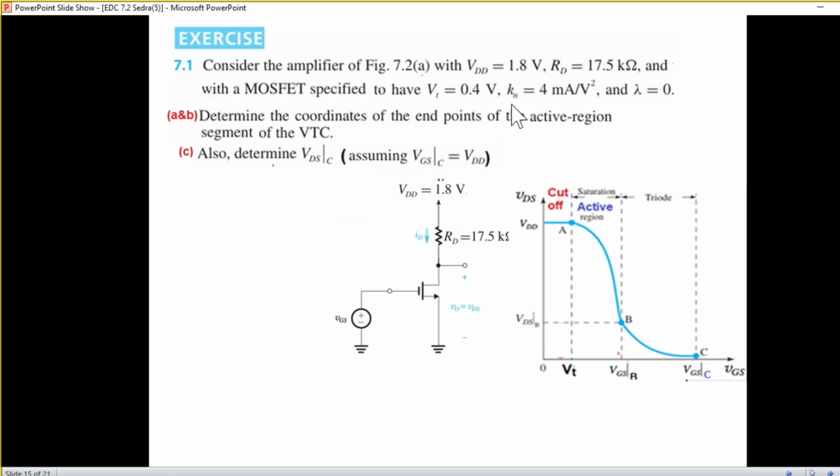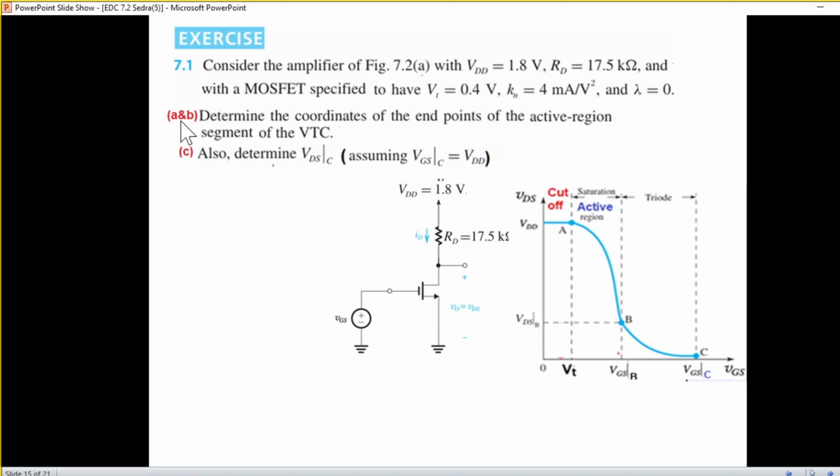And a constant Kn, which we'll use in the formula, is given. And lambda is equal to 0. That means there is no channel length modulation. I have explained in one of my previous videos what channel length modulation means. Anyway, this will not bother us here.